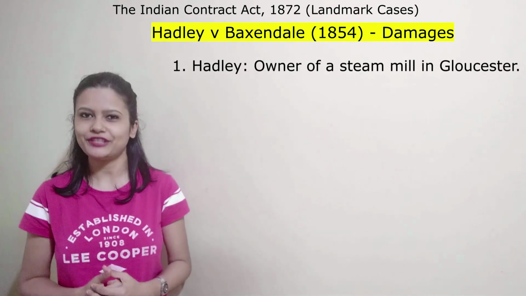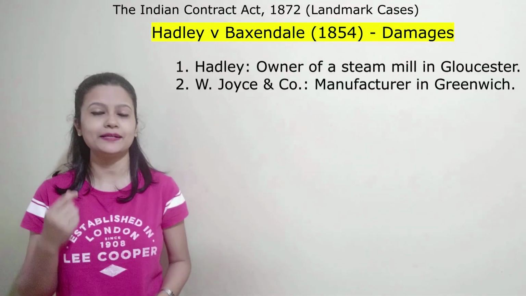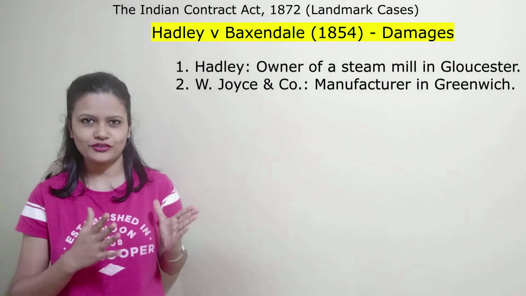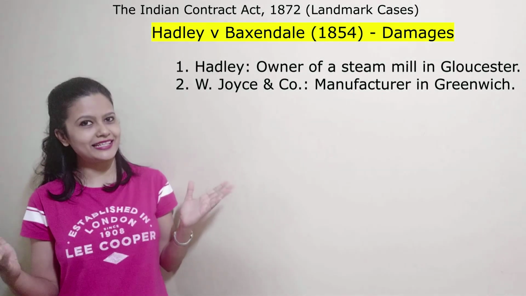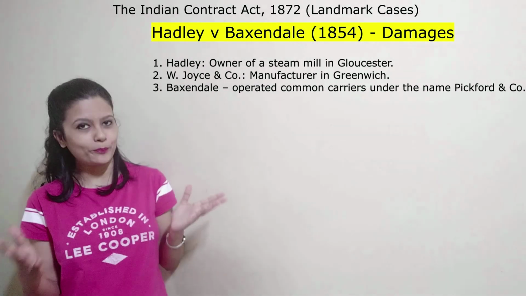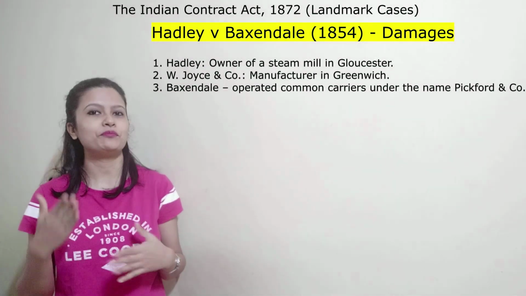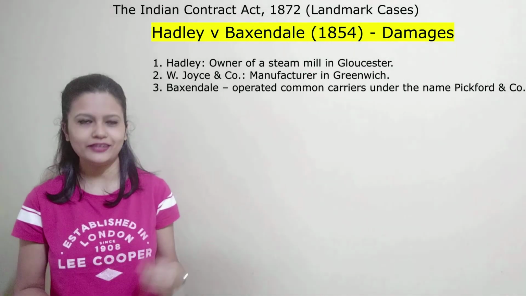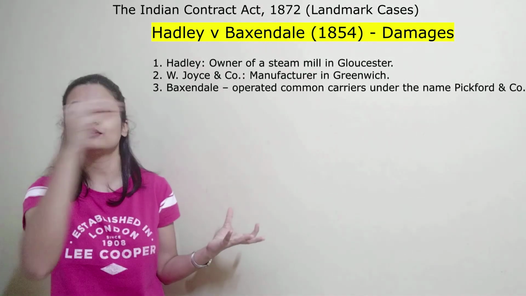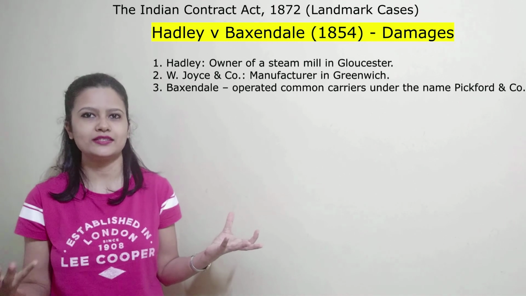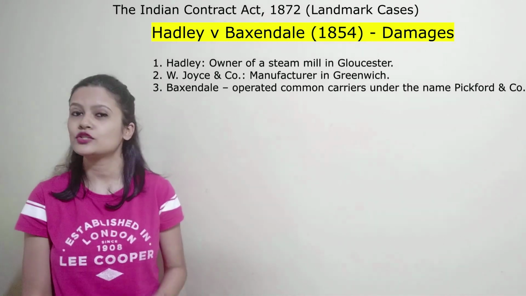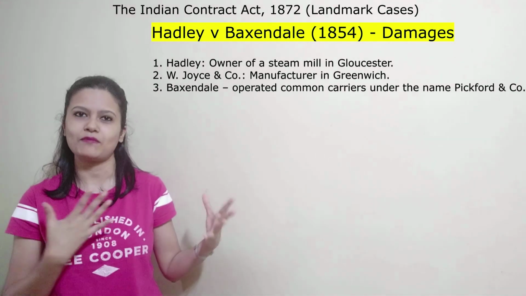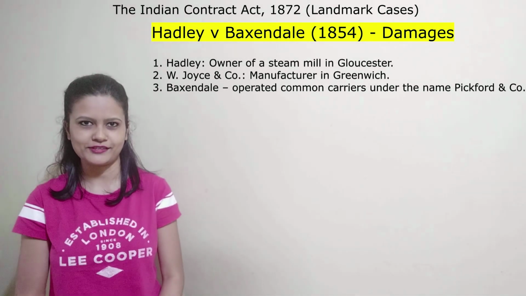Another entity that we will be mentioning in this case is W. Joyce and Company. They are basically a manufacturer of steam engine. And lastly, we have Baxendale, who operates a common carrier named Pickford and Company. Now, what is a common carrier? They would basically transport goods from one place to another and charge a certain amount for that service. So Hadley was owner of a steam mill and Baxendale was providing some kind of a transportation service to people.